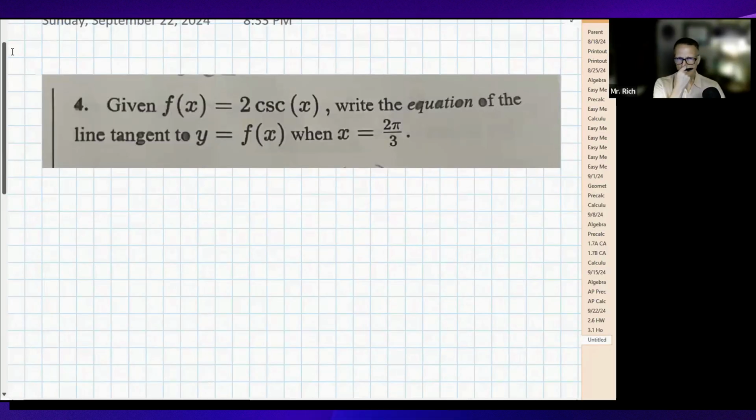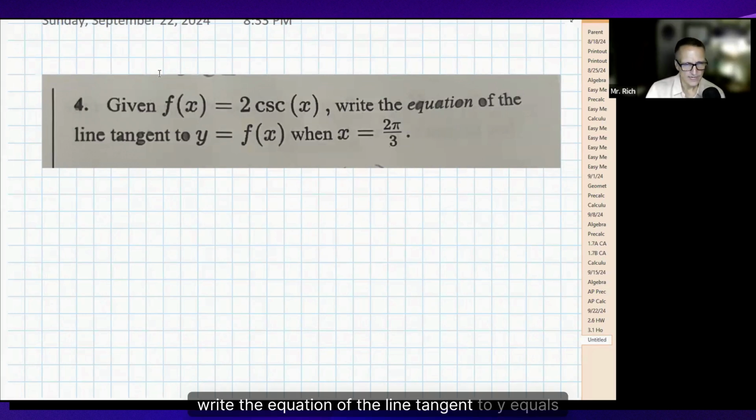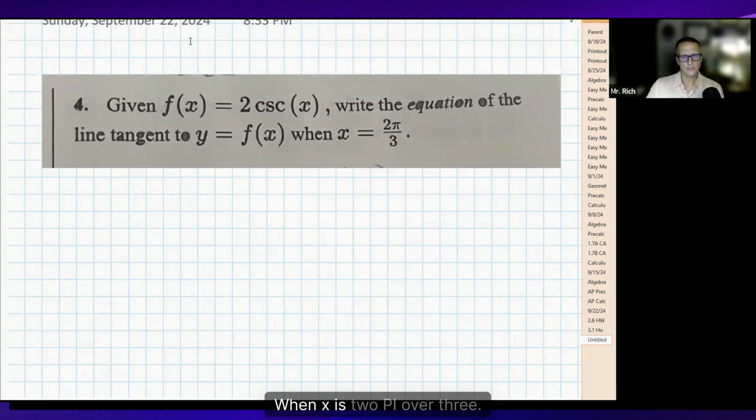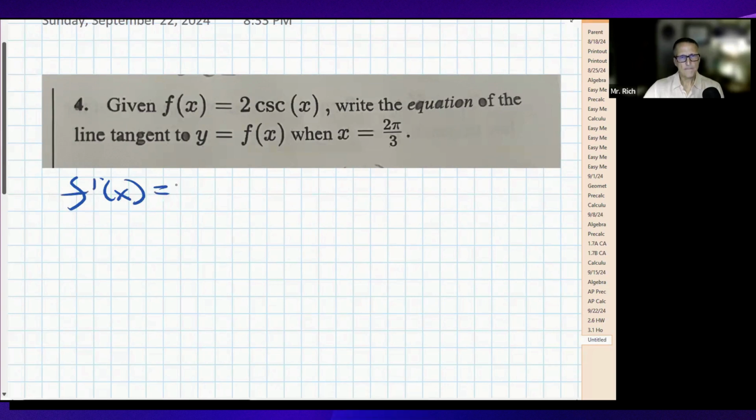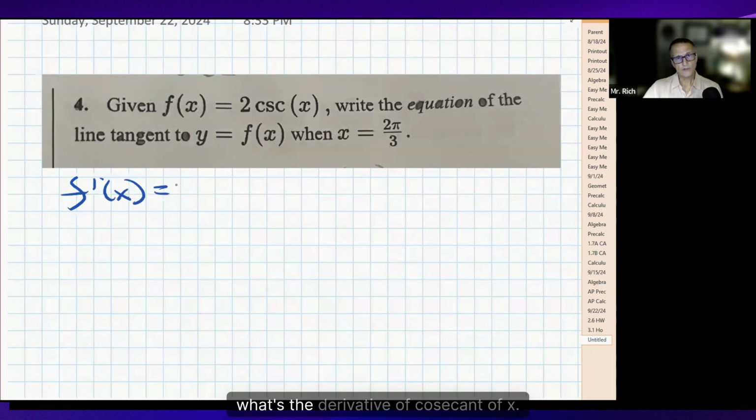That's the question. Given f of x is 2 cosecant of x, write the equation of the line tangent to y equals f of x when x is 2 pi over 3. Let's do it. What I have to do to get the tangent line is take the derivative, f prime of x. Well, you need to know the derivative of cosecant of x.